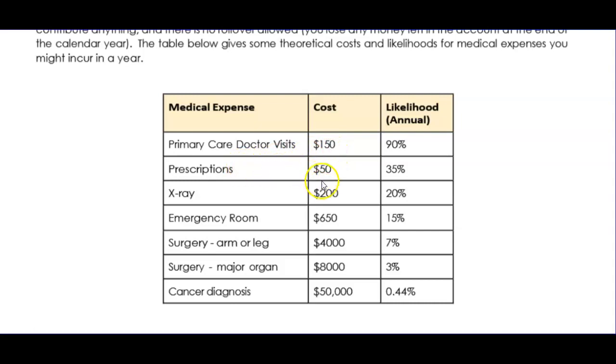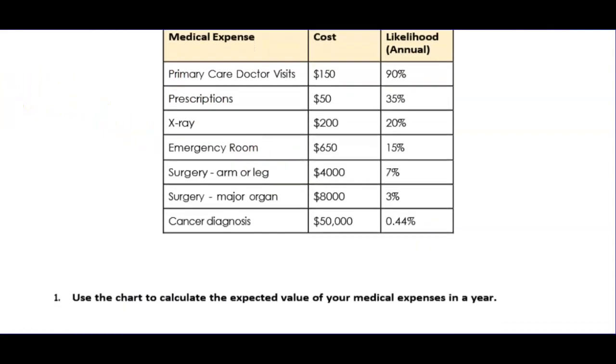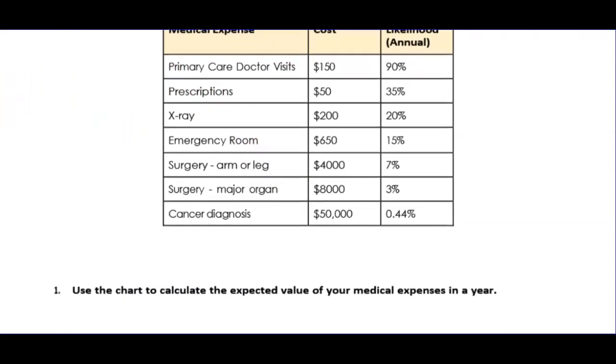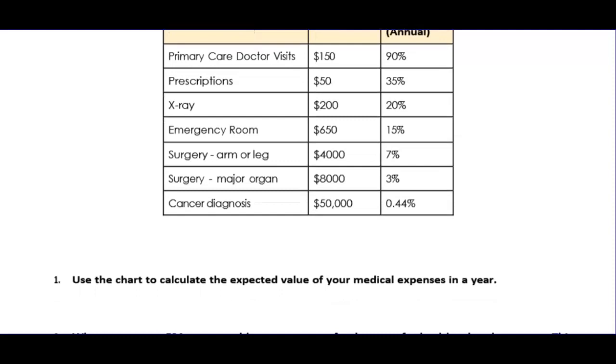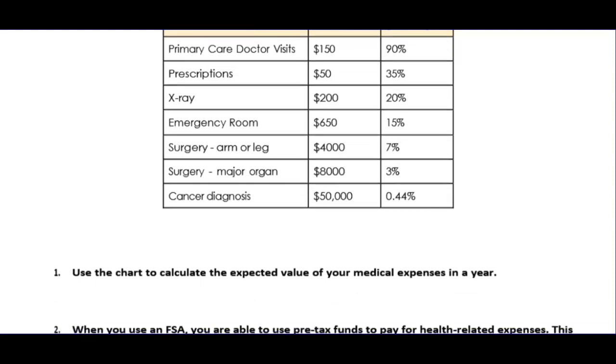You might have a prescription which costs $50. These are just average costs. You might have an x-ray, emergency room, surgery, major surgery. You might be diagnosed with cancer. All of these things then have percentages of likelihood attached to them. And so what we can do is try to figure out what the total expected value would be of any of these things happening in sum.